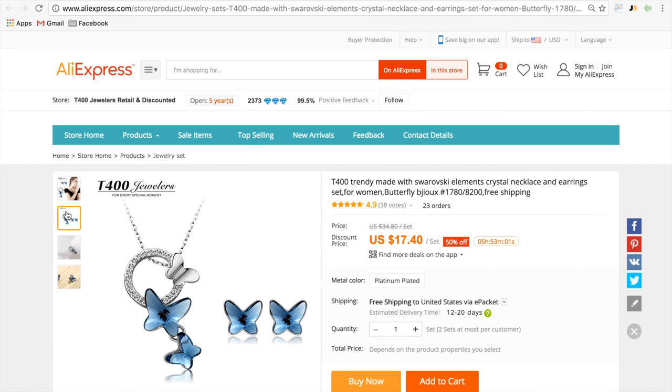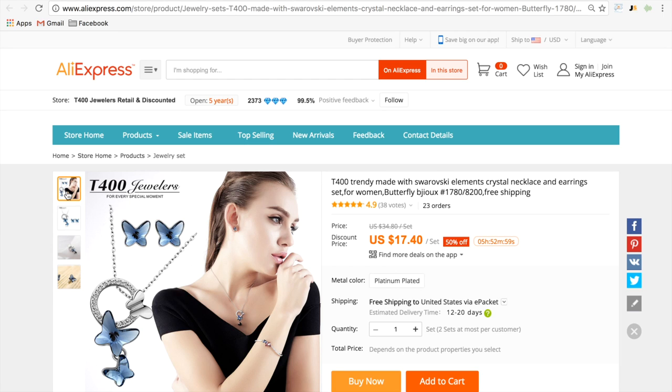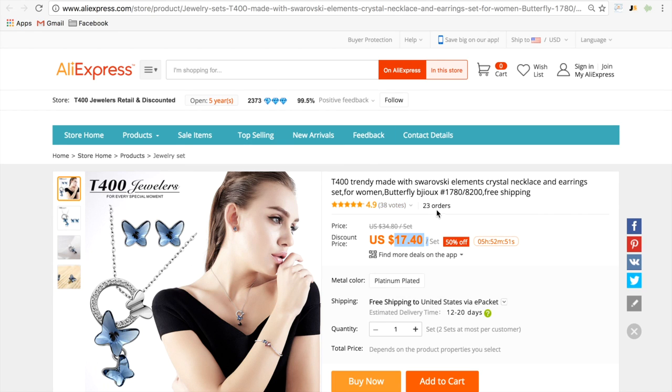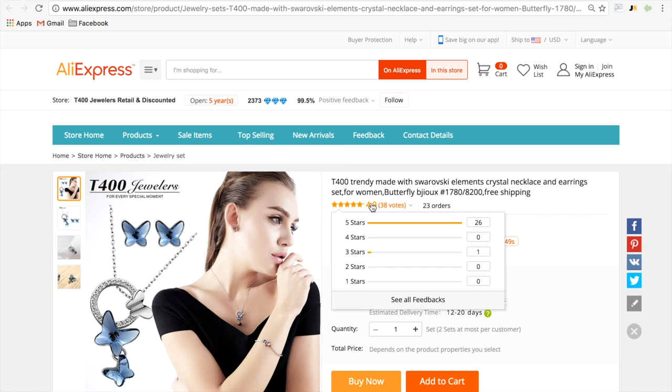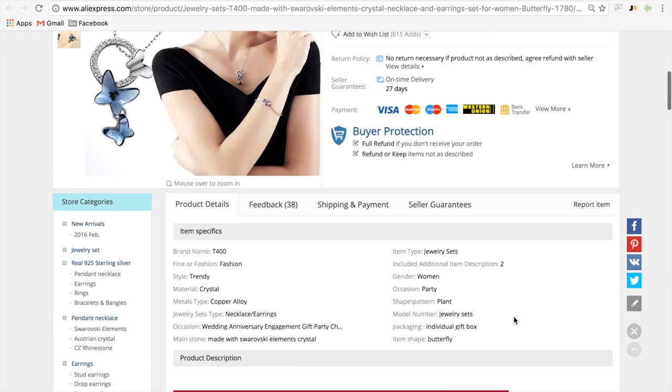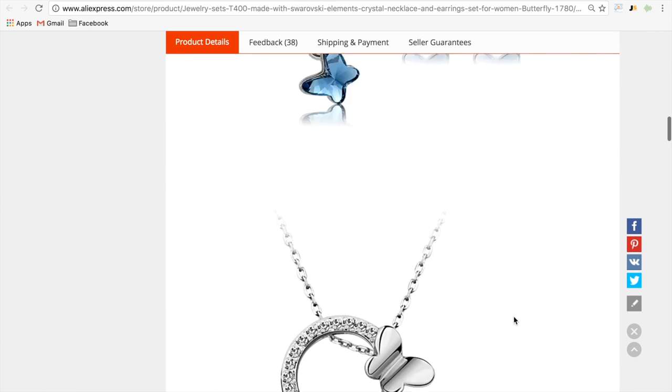But here's the problem with this. I would definitely test this out, let's say promoting to people who like butterflies, but here's the problem: the price. The seller looks good. It has several orders with a lot of positive reviews. It has ePacket, free shipping to the United States, but the price is too expensive, right? I'm looking for products that look expensive but are actually cheap. This wouldn't really work in that case.